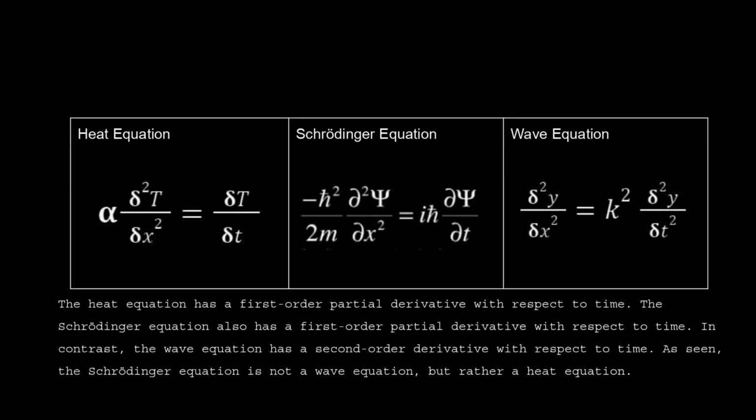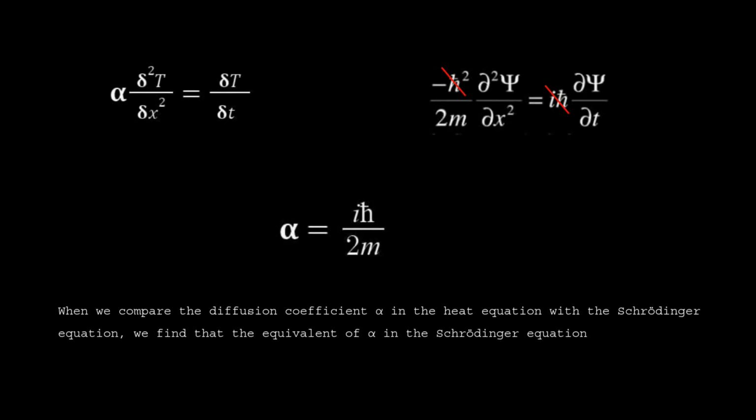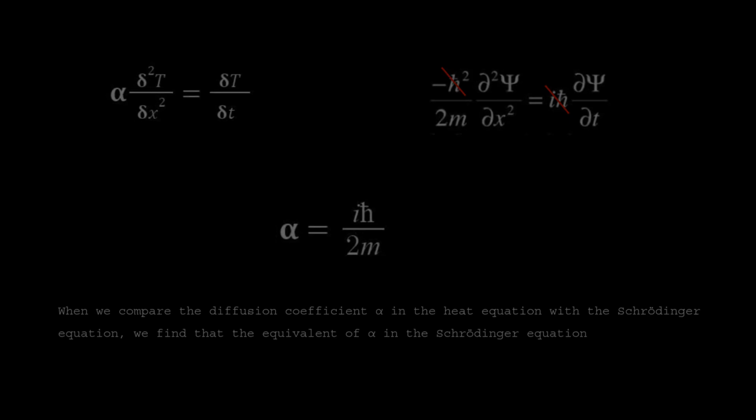The heat equation has a first-order partial derivative with respect to time. The Schrödinger equation also has a first-order partial derivative with respect to time. In contrast, the wave equation has a second-order derivative with respect to time. As seen, the Schrödinger equation is not a wave equation, but rather a heat equation. When we compare the diffusion coefficient alpha in the heat equation with the Schrödinger equation, we find the equivalent of alpha in the Schrödinger equation.